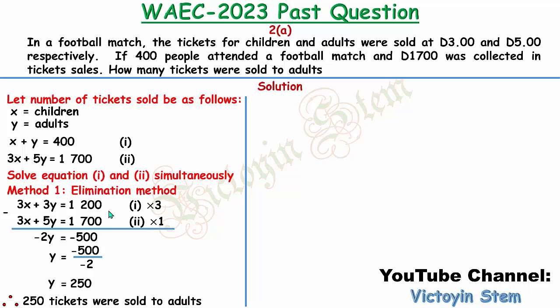Now, I want to get this same value of y using another method, which is the substitution method. Method 2 is the substitution method. So if I want to solve this problem by substitution method, I need to make one of the variables, either x or y, subject of the formula in one of the equations, and I'll substitute it in the other.